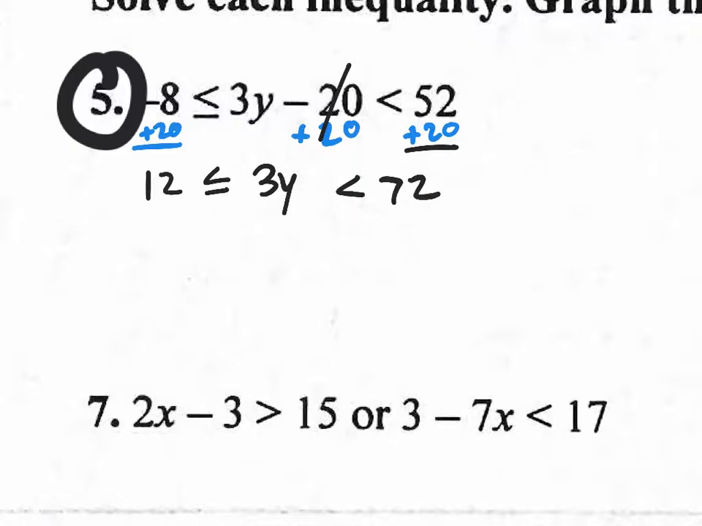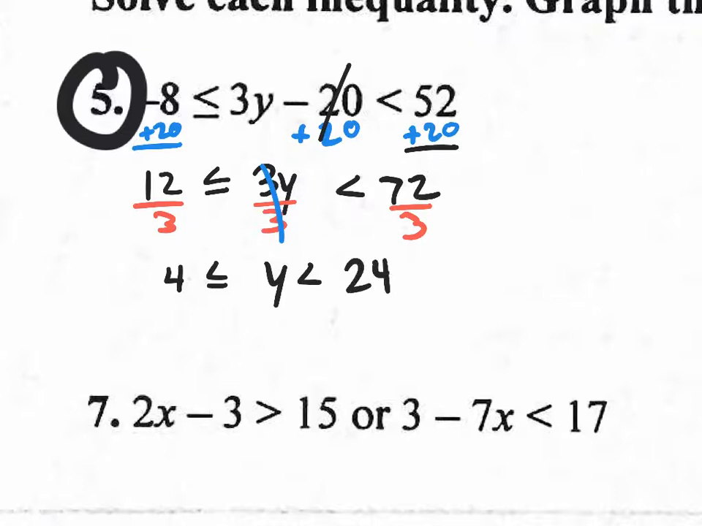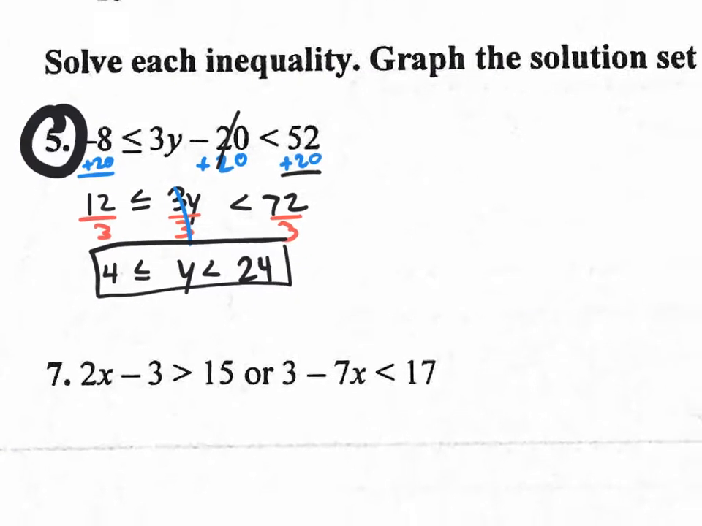This one also stays the same. And over here, 52 plus 20 is 72. All right, so for the next step, divide by 3 is correct. So we're going to divide by 3, and what you do to the middle, you do to both outside sides. We will have a 4 is less than or equal to a y, which is less than, and 72 divided by 3. So that's our answer.